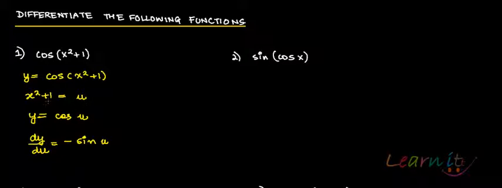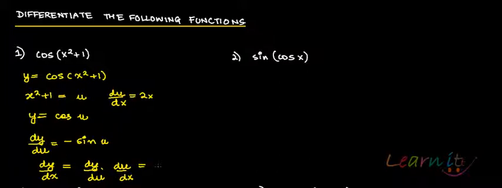And since x squared plus 1 is equal to u, from here you can find du by dx, which is 2x. But dy by dx can be found as the product of dy by du and du by dx, which is minus sine u into 2x, or simplifying this, minus 2x sine of u, but in place of u you can write x squared plus 1.